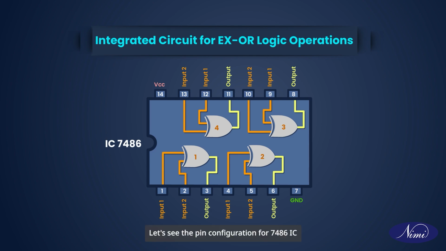Let's see the pin configuration for 7486 IC. Pins 1 and 2 are inputs for the first XOR gate, with pin 3 as its output. The second XOR gate uses pins 4 and 5 as inputs and pin 6 as the output. For the third XOR gate, pins 9 and 10 serve as inputs and pin 8 is the output. The fourth XOR gate has pins 12 and 13 as inputs with pin 11 as its output. Pin 7 is connected to the ground. Pin 14 is connected to the supply voltage VCC, which is typically plus 5 volt.